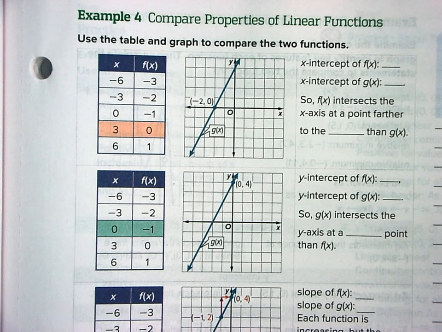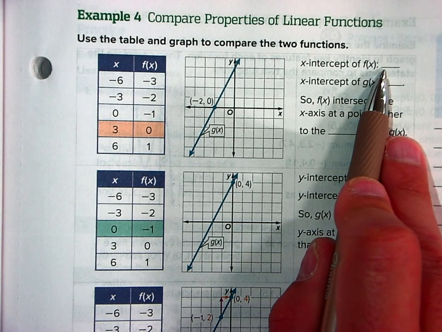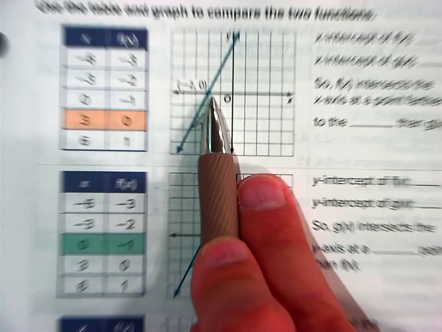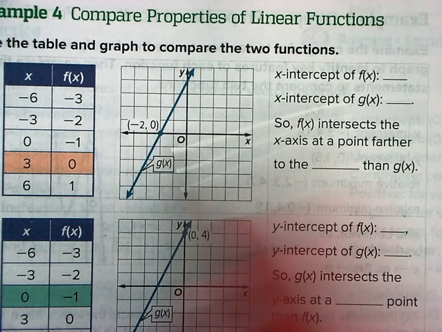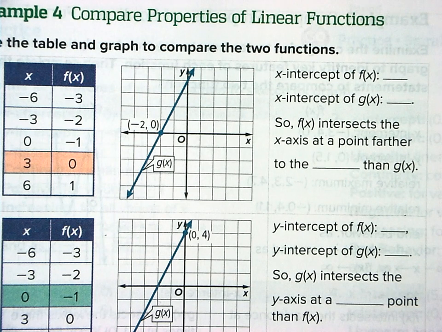All right, use the table and graph to compare the two functions. Where is the x-intercept at? -2, 0, right? -2, 0 right there. So please write that on your line. All right. I actually made a boo-boo there. That is an x-intercept, but it's not the x-intercept they want. So I apologize. It's early on a Monday morning.